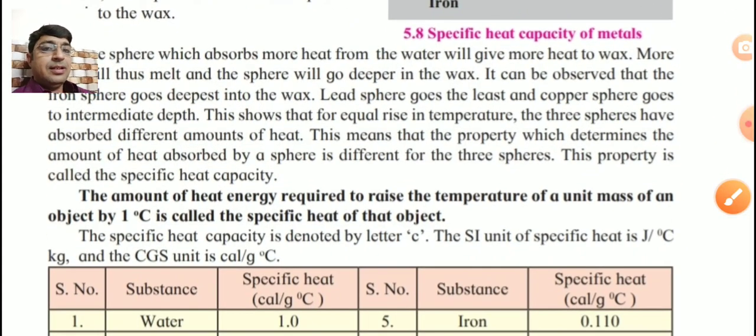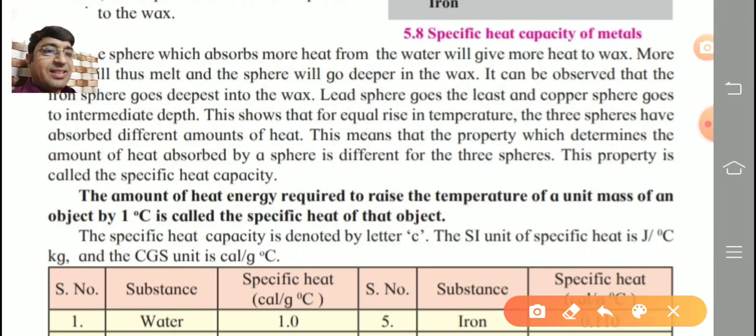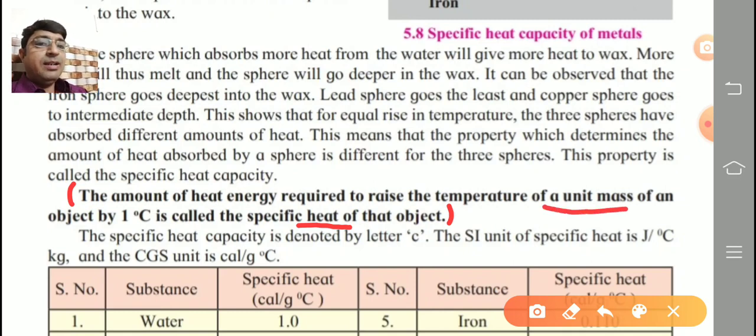Like the students, same teacher teaching all the students in the same manner, but you are getting less or more marks in the exam. That depends on your specific heat capacity. So mark the definition now. Define specific heat. So mark the answer here. The amount of heat energy required to raise the temperature of a unit mass, means fixed mass, of an object by 1 degree Celsius is called the specific heat of that object.